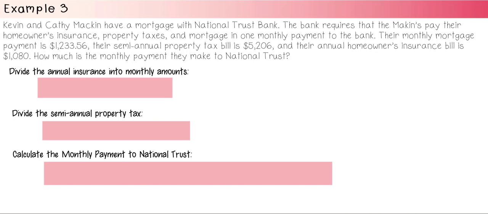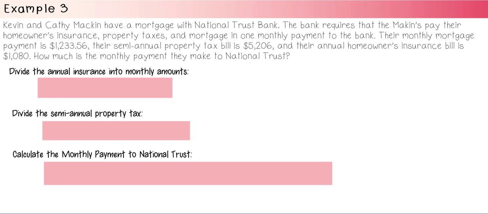So in the last example for this video, Kevin and Kathy Mackin have a mortgage with National Trust Bank. The bank requires that the Mackins pay their homeowner's insurance, property taxes, and mortgage in one monthly payment. And this is really normal for mortgage payments. Typically, you do pay your homeowner's insurance and your property taxes with your mortgage. Once you've fully paid off your house, you're going to have to pay homeowner's insurance and property taxes on your own. But while you have a loan for your house, a mortgage, it's typically all rolled up into one.